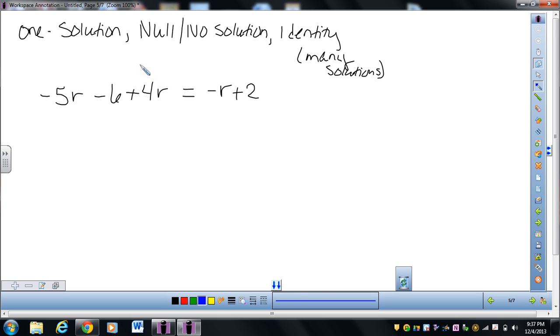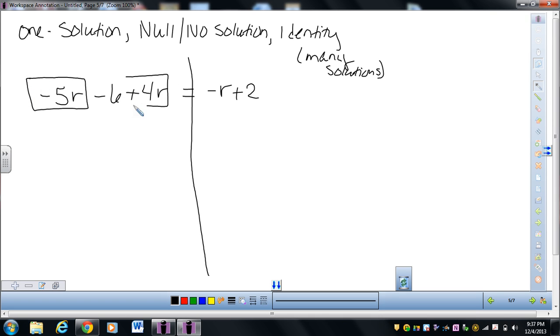Oh, check this out. We have to decide: is it one solution? Is it no solution or null set? Or is it an identity where no matter what we put in, it's going to equal the same? So let's go ahead and work it out and see what we get. First we're going to put a box around anything that has a variable. So we've got that negative 5r, we have the positive 4r, we have this negative r here. And you know if there's no coefficient here, it's automatically a 1, just to remind you. And then we've got this negative 6 here and a positive 2 there.